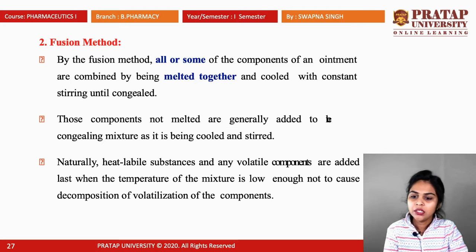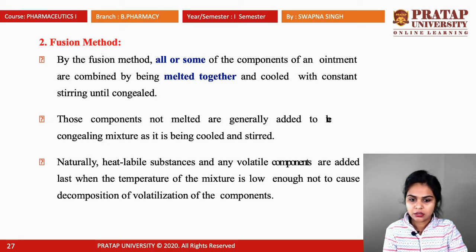So naturally, heat labile substances and sometimes any volatile components are added last, because there is no need to melt heat labile substances and volatile substances. So when the temperature of the mixture is low, at that time we can add heat labile substances and volatile substances.